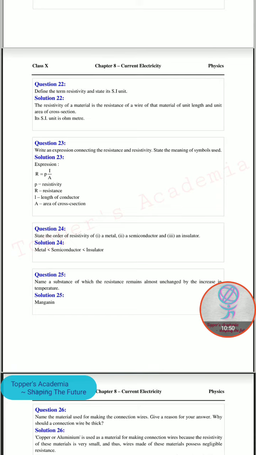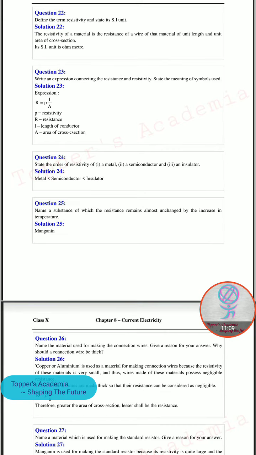Question number 23. Write an expression connecting the resistance and resistivity. State the meaning of the symbols used. So R is equal to rho L by A. Rho is the resistivity, L is the length, R is the resistance, and A is the cross-section area. If you write this, you will get the full marks.